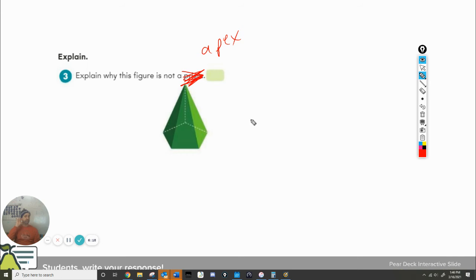It is a what? Absolutely. It is a pyramid. And if we name the pyramid by its base, what kind of pyramid would it be? A pentagonal pyramid. Good. You guys really have a knack for this. I can just tell.